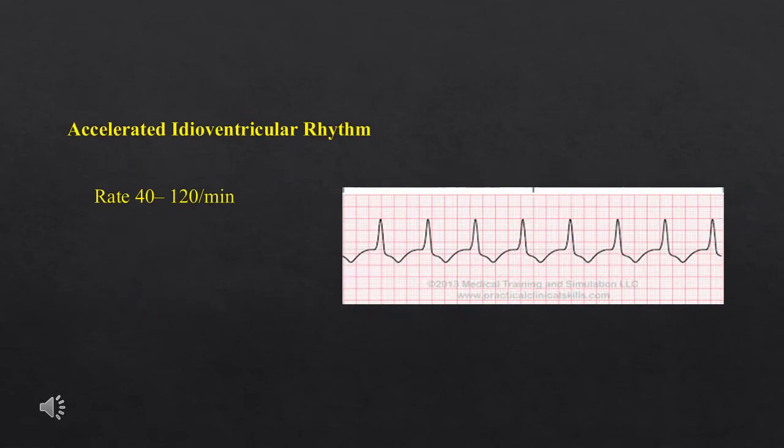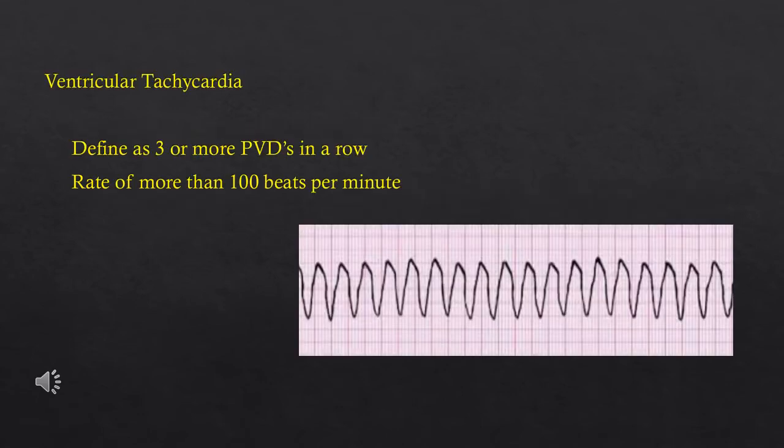Accelerated idioventricular rhythm is an idioventricular rhythm with a rate of 40 to 120 per minute. Ventricular tachycardia is defined as 3 or more PVCs in a row. It can be characterized as sustained or non-sustained.